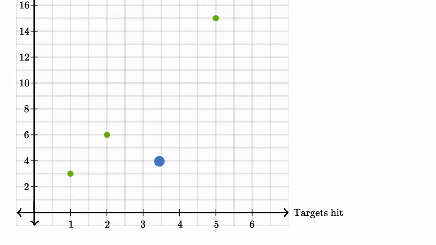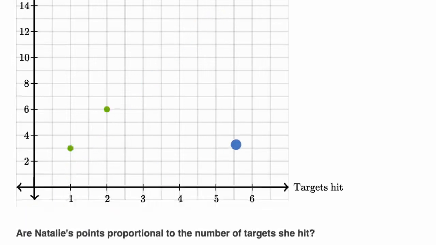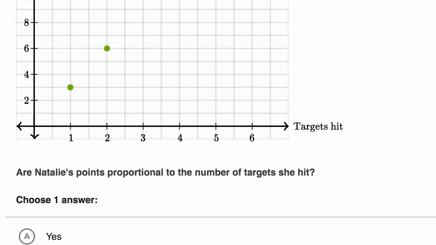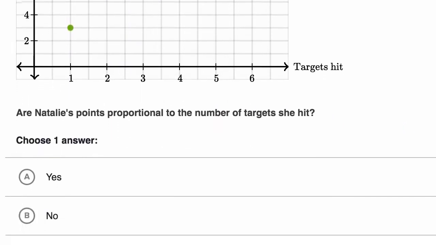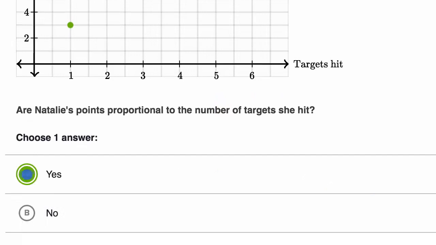And so this is looking like a proportional relationship. In every situation, my points is equal to 3 times the targets hit. So my proportionality constant is 3. And you can see if you try to connect these dots with a line, it will be a line. A line can go through all 3 of these, and it will go through the origin. So are Natalie's points proportional to the number of targets she hit? Yes, absolutely.